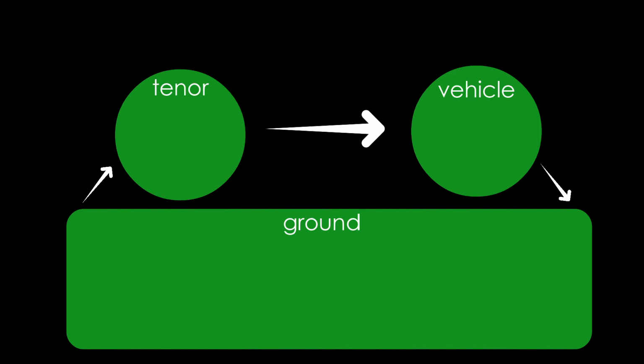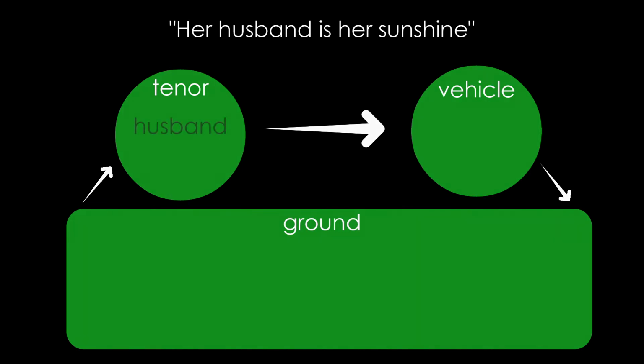Let's start with the simple metaphor. Her husband is her sunshine. Here, the writer wants to describe what this lady's husband means to her. So husband is the tenor. The writer has chosen sunshine as the vehicle, but has given no other information as to the ways in which they are similar. So we need to work out the ground for ourselves.